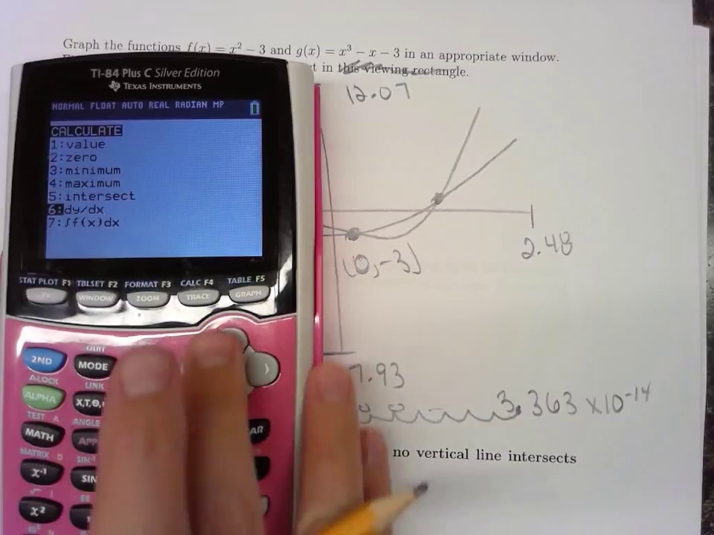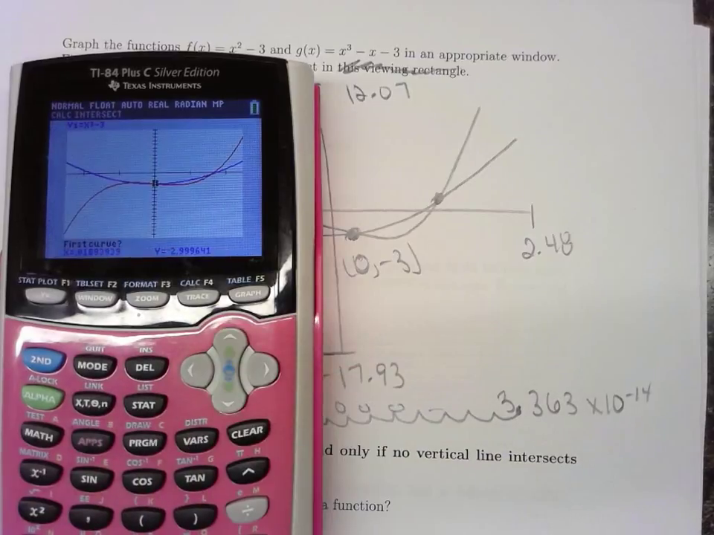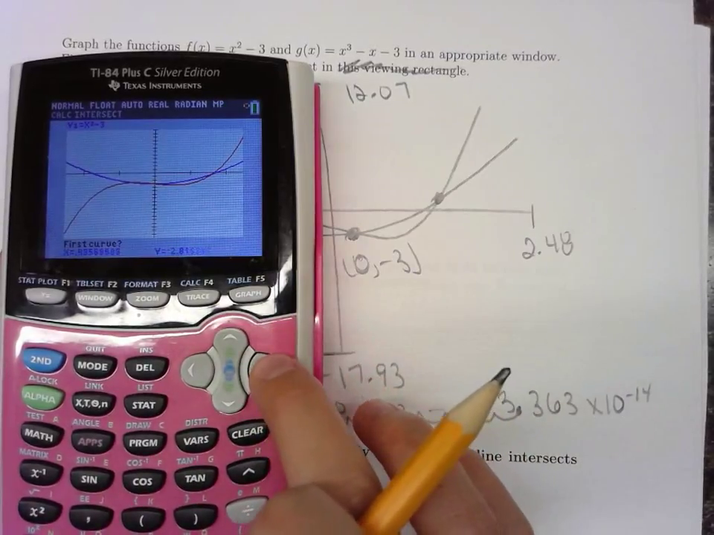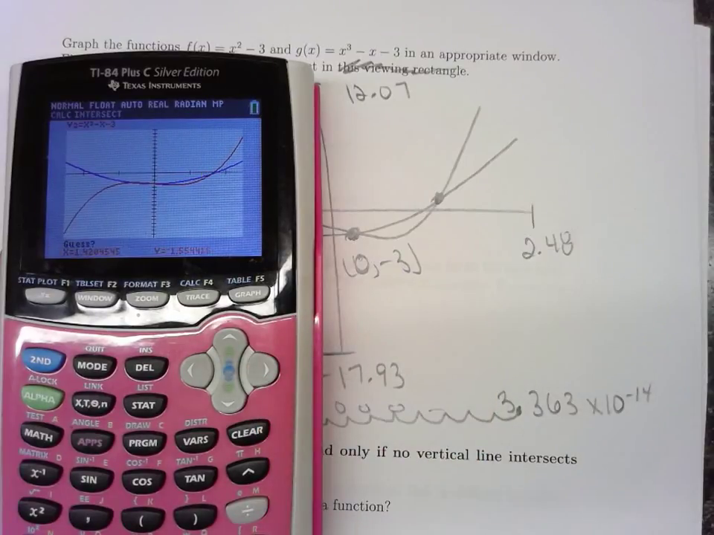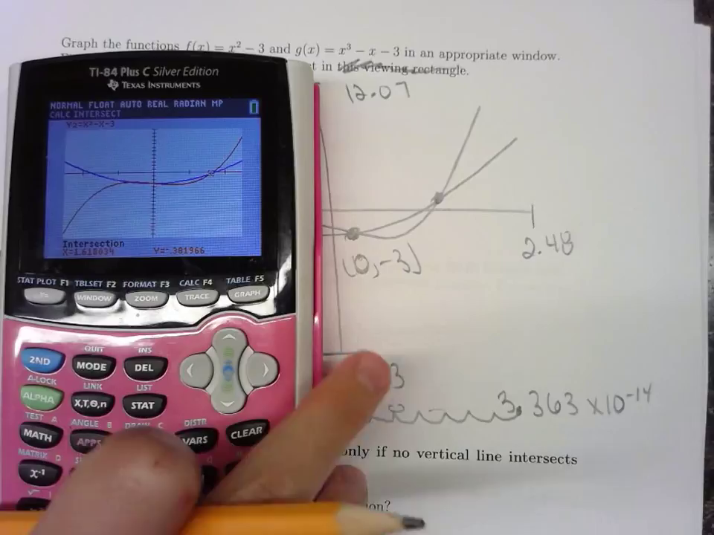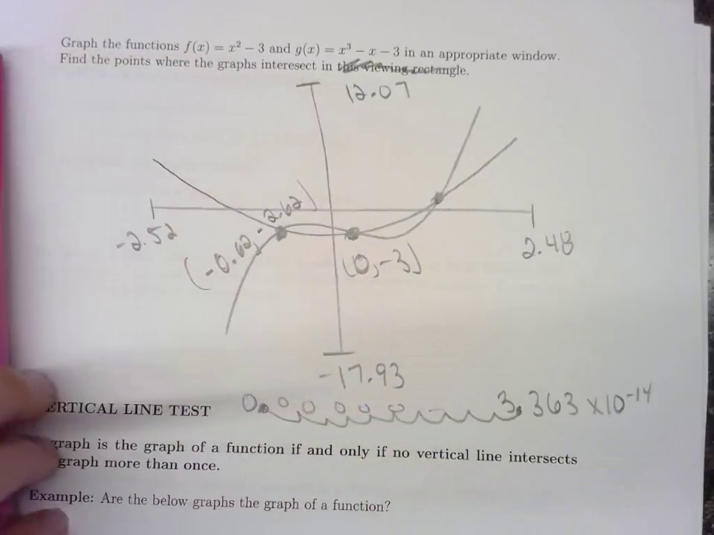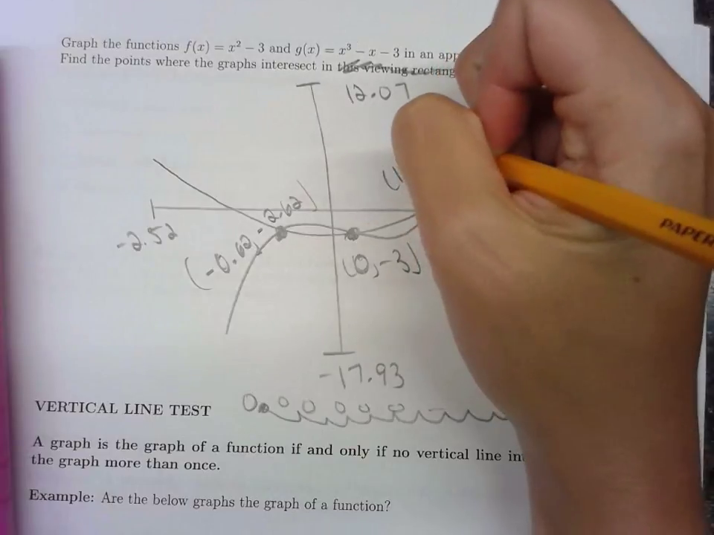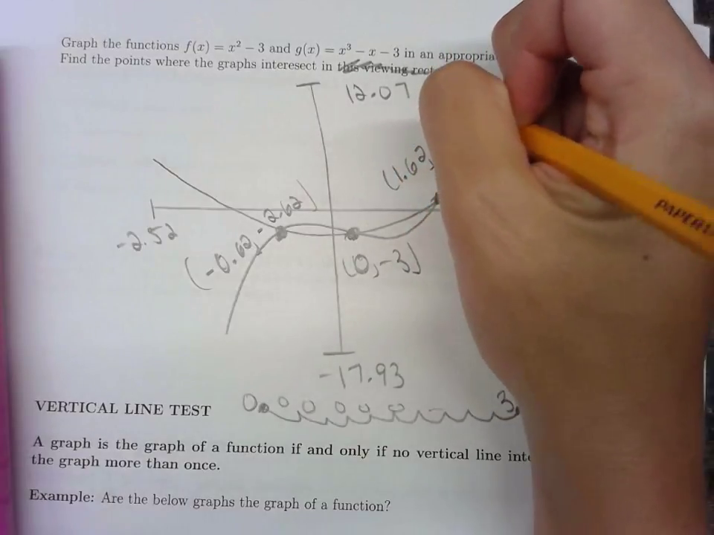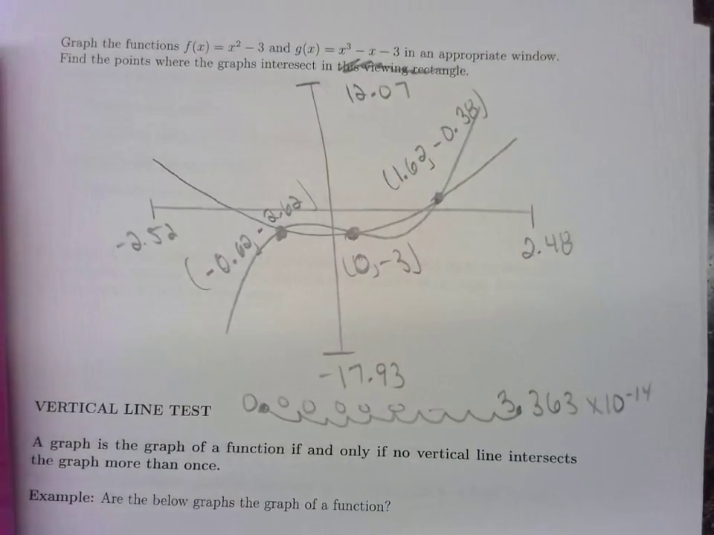So intersect. Okay, again, we're going to hover over that third intersection point. So I'm still on my first curve, and then second curve, and then guess. It looks like 1.62, this is what my calculator gave, 1.62, negative 0.38. Okay, again, your calculator might give you different points.